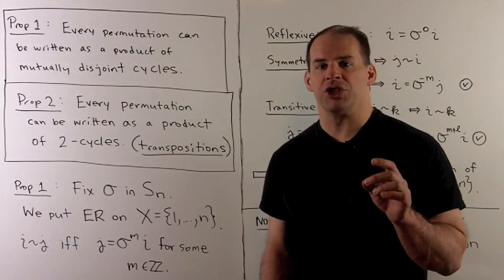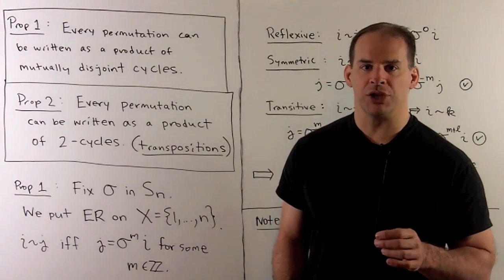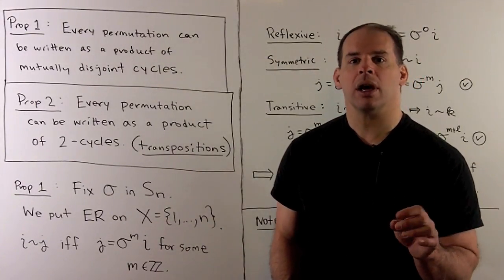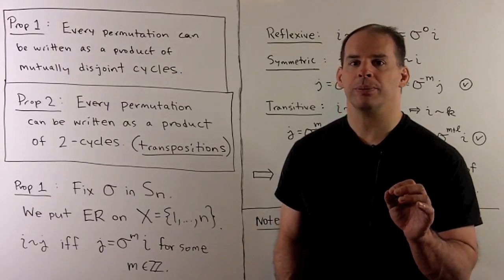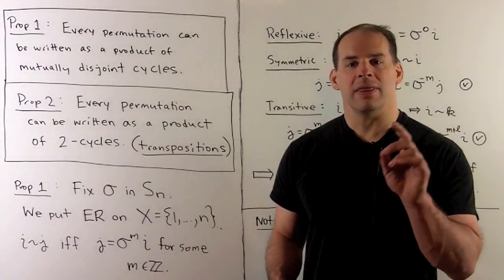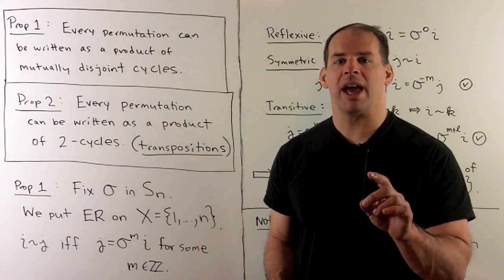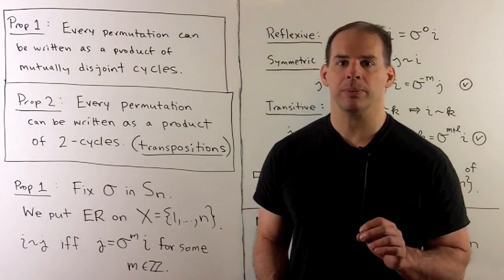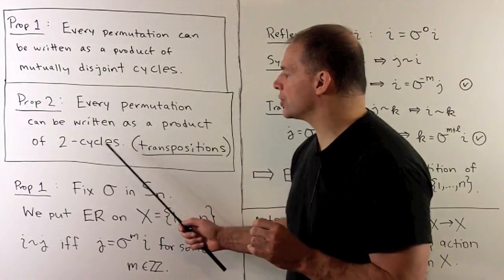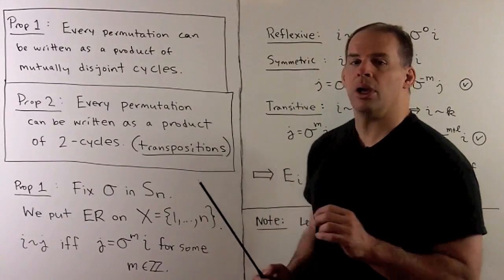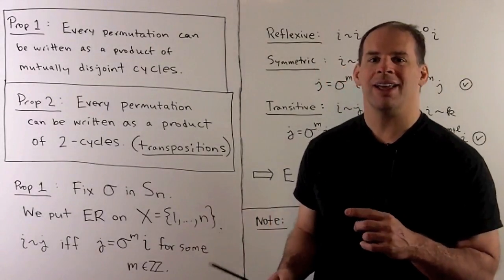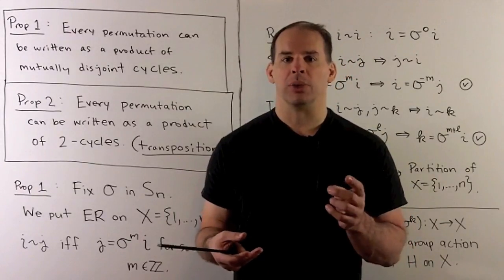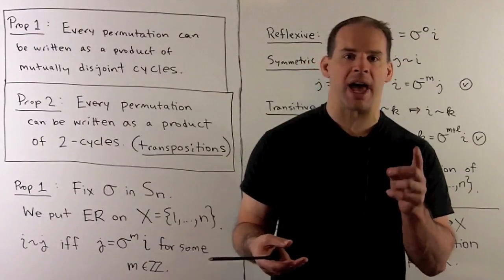To understand permutations, we have the following 2 propositions. First, every permutation can be written as a product of mutually disjoint cycles. Then, every permutation can be written as a product of 2-cycles, not necessarily mutually disjoint. We also call 2-cycles transpositions. So what our second proposition says is that we can think of the 2-cycles as the atoms of the symmetric group. So we can write every permutation as products of those atoms.